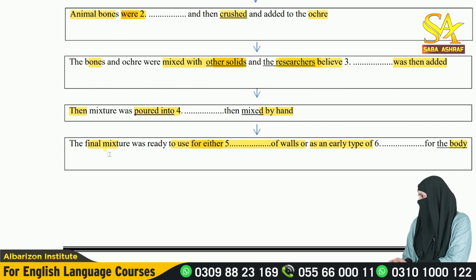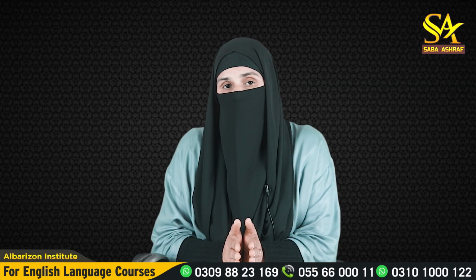Again इसे पढ़ते हैं. The final mixture was ready to use for either decoration of walls or as an early type of sunscreen for the body. Today we have solved the flowchart questions.